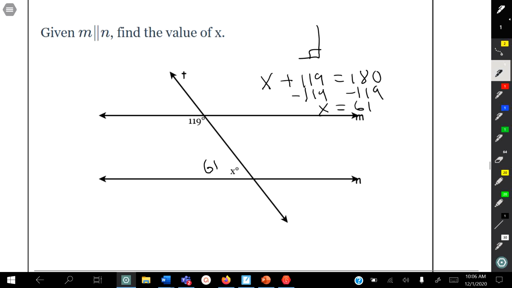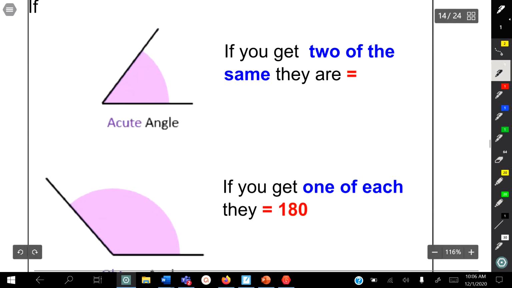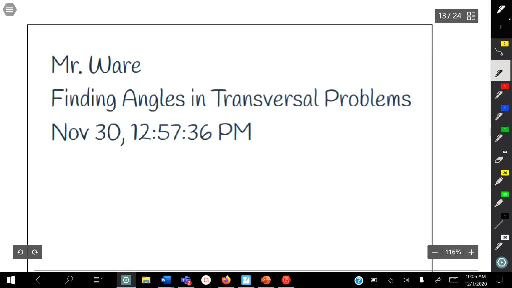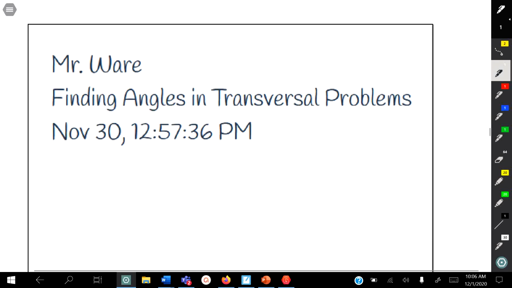And that's it for this part. So for this section, let me pull the title back up. Finding angles in transversal problems. That's it. That's all you need to be able to do. See if they're both the same, set them equal, but if there's one of each, subtract that number from 180.